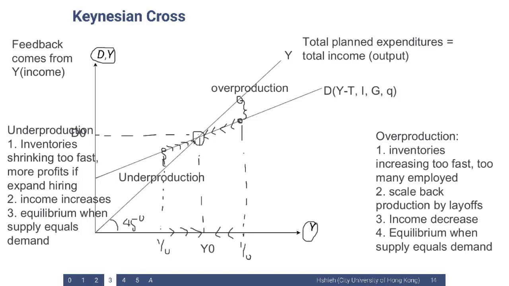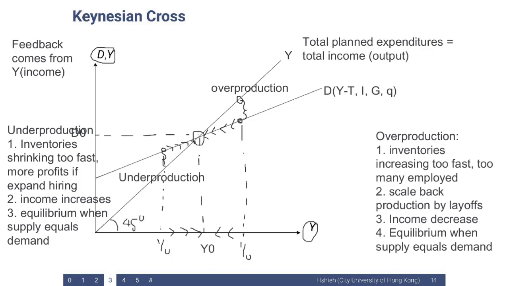Sorry, I'm talking about the other way, overproduction. In the case of overproduction, we're moving from here to here, right? The economy is shrinking. So let me say it again. Overproduction. The overall economy is producing too much. Inventories are growing. Too many people employed. Too costly for corporations in aggregate to sustain.